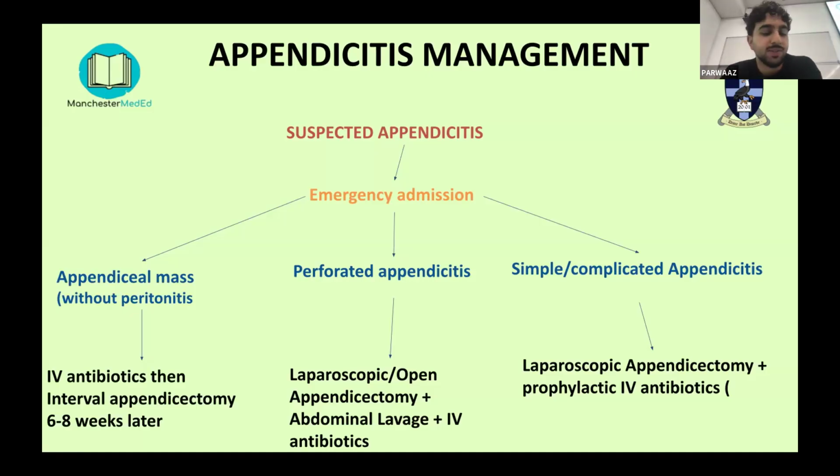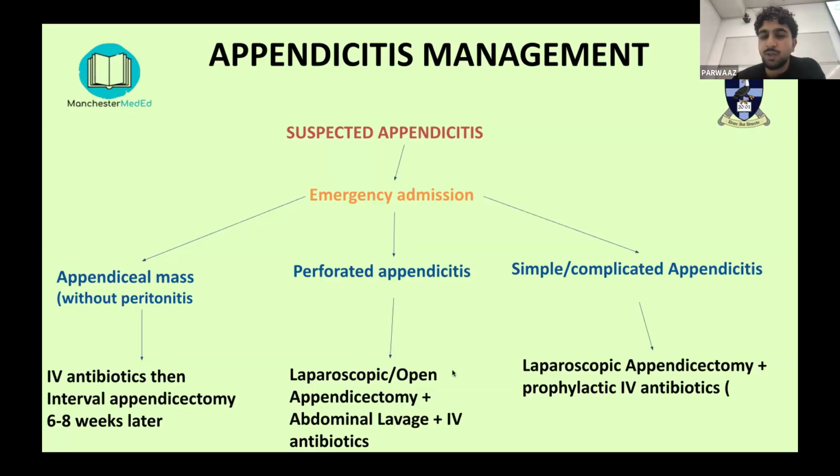One of the rarer things that you can see are appendiceal masses. So you probably won't see this on placement, but if someone does have an appendiceal mass, be it benign or malignant, if there is no peritonitis, then usually the management is to do an appendicectomy 6 to 8 weeks later. Okay. It's called an interval appendicectomy, and it's simply because operating on a patient with a mass at that time is usually not a smart idea, and leaving it later and just treating with antibiotics is usually a better idea and has better outcomes as well.